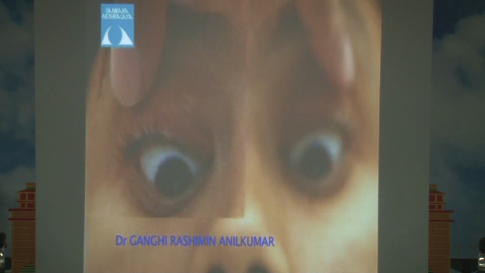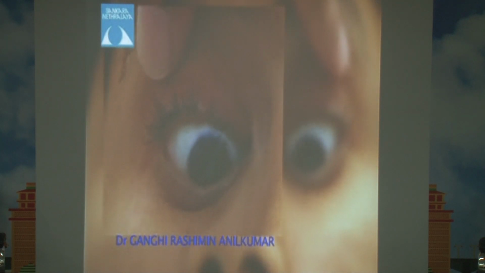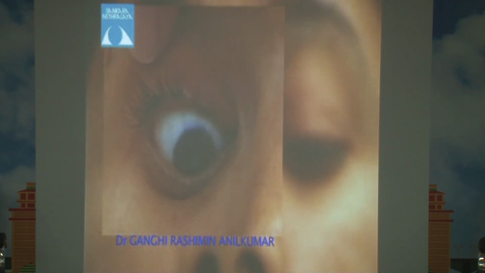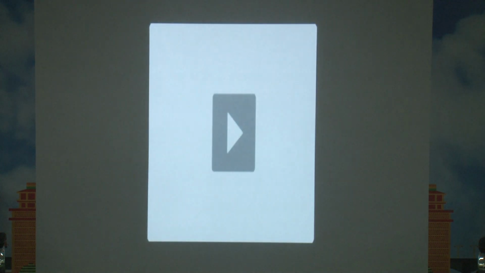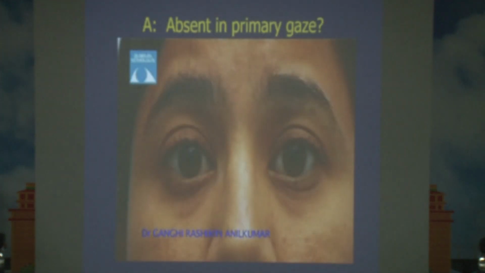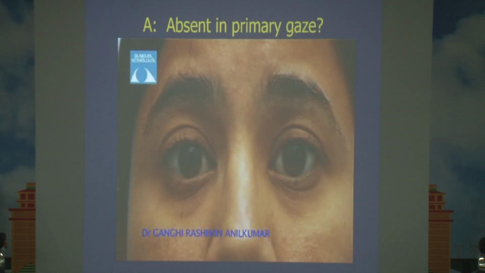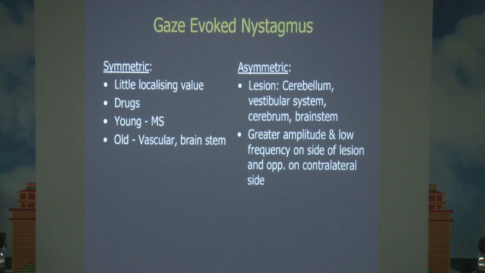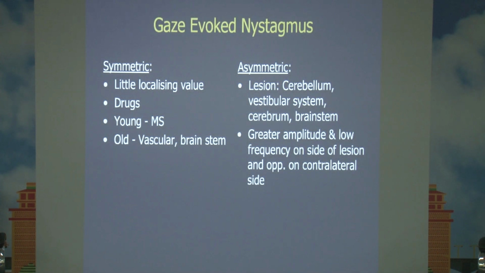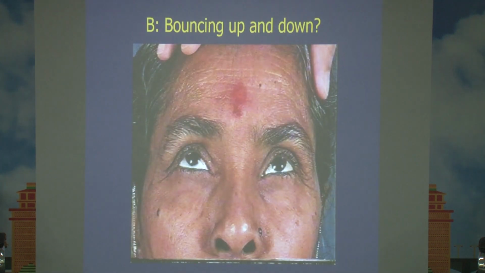So first A, absent in primary gaze, 2 possibilities. Is it physiological, which is gaze ending nystagmus, or is it a gaze evoked nystagmus which will require further workup? These are probable causes, as I said, enough for us to remember that it can be a cerebellar problem. The second feature is, is this nystagmus vertical?